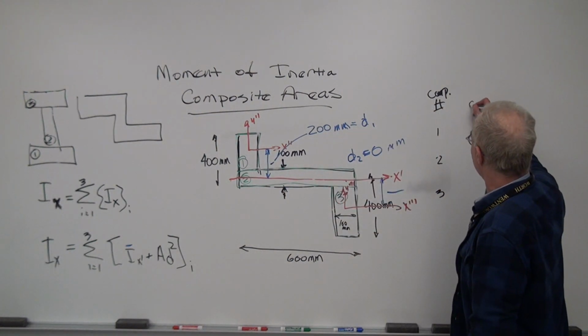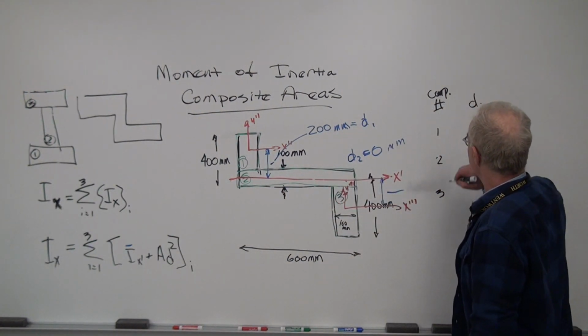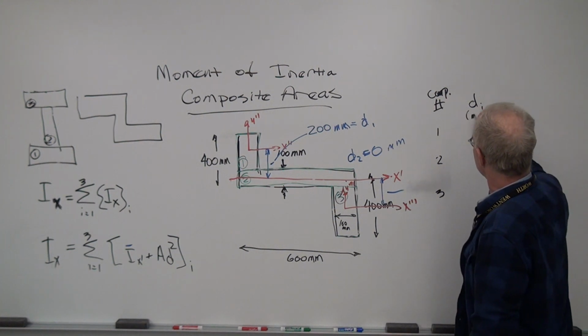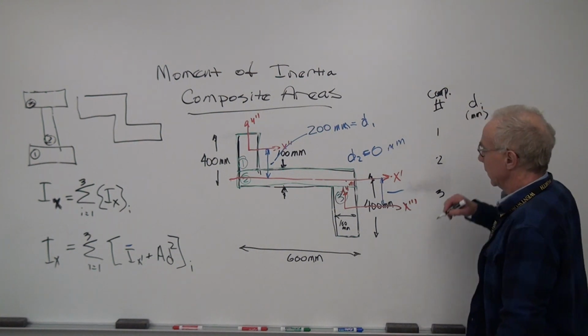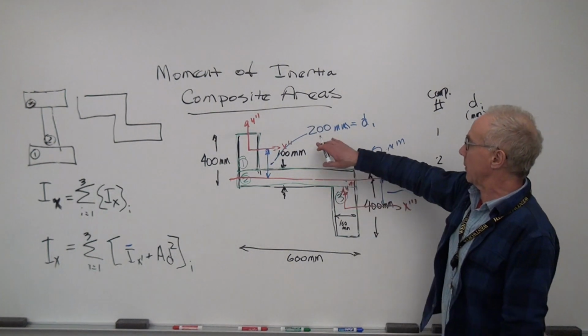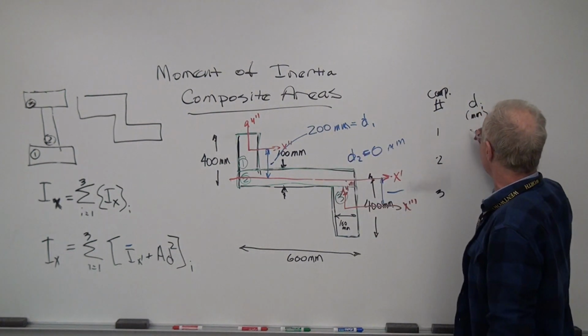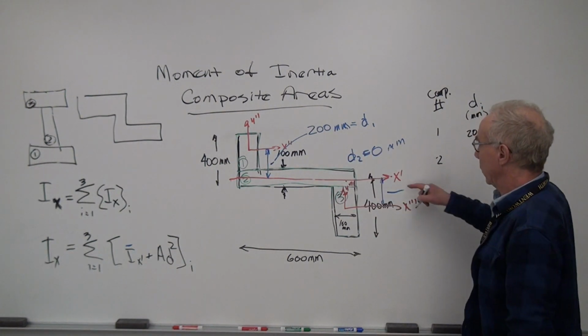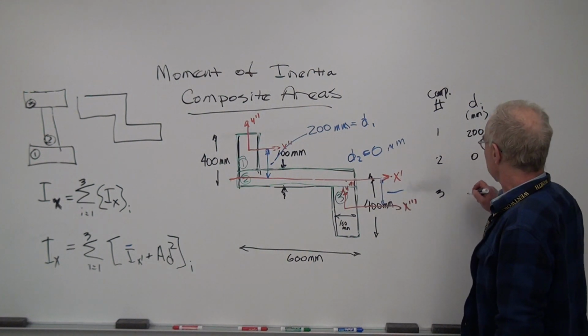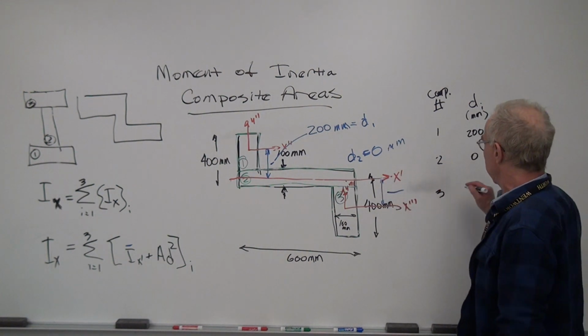Next we'll put the D value here. And I'll put DI, and that'll be in millimeters. And that would be either what we have here, 200 for the first one. And we know it's 0 for the second one. And the third one is also going to be 200.